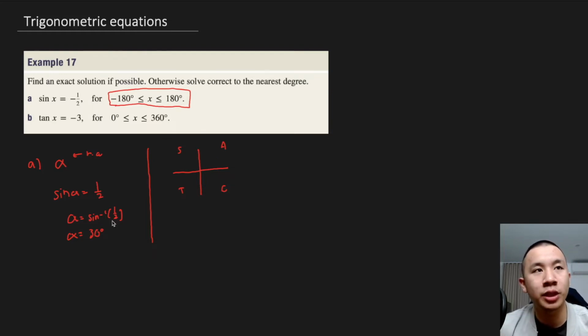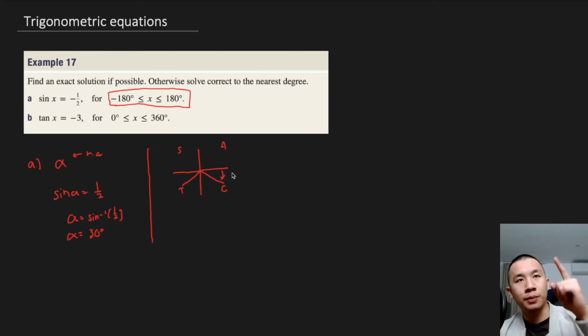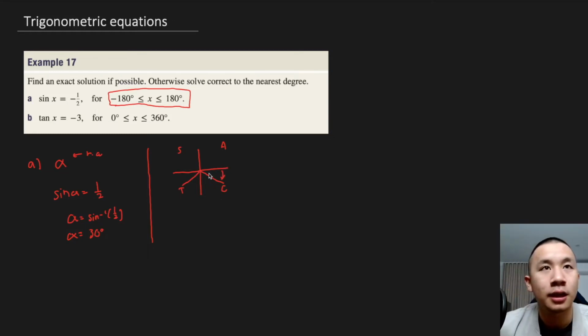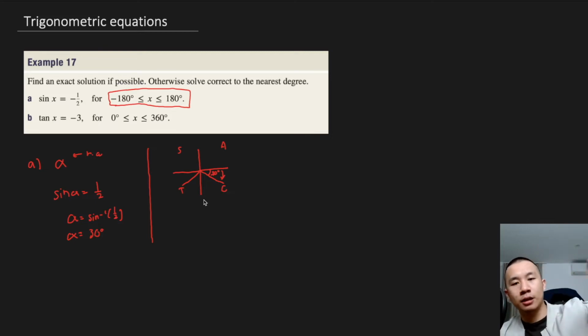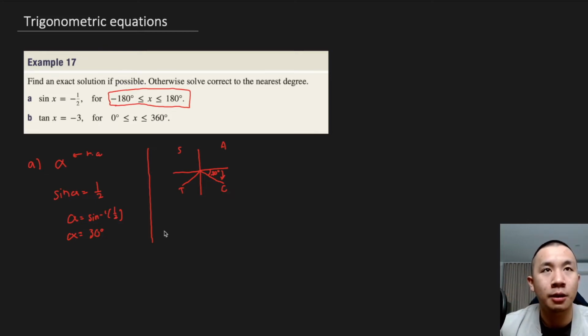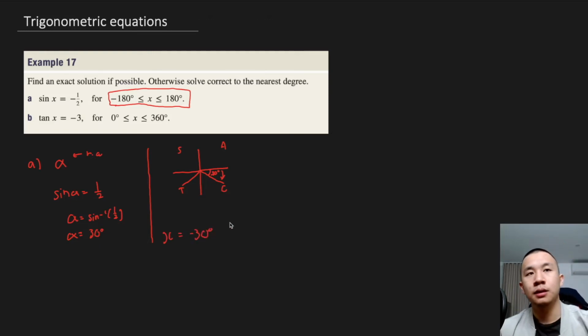And so using this principal angle that I found, I'm going to put a ray here and a ray here, okay? So this is going to be one of my solutions. When I start from here and I go anti-clockwise, okay? So this angle right here is 30 degrees. To be more specific, negative 30, okay? Because I'm going clockwise. And so here I'm going to say that x is equal to negative 30 degrees, okay?